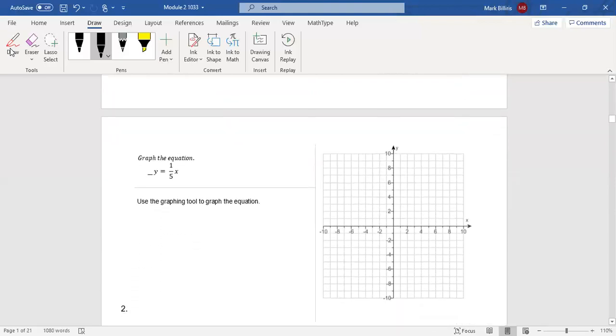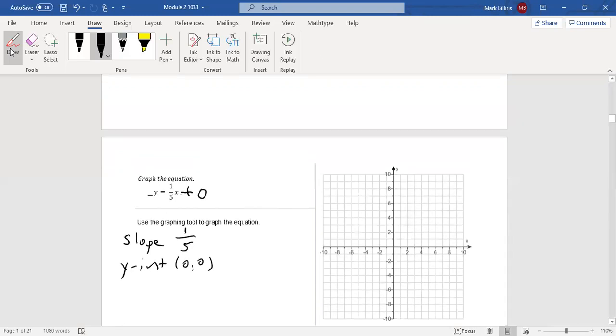Next is graph the equation y equals 1/5 x. So again, I'm going to identify my slope. So my slope is identified as a fraction already. It's positive 1/5. And notice there's nothing being added or subtracted to that 1/5 x. It's implied then that there's a 0 there. So that means my y-intercept has the coordinates 0, 0.